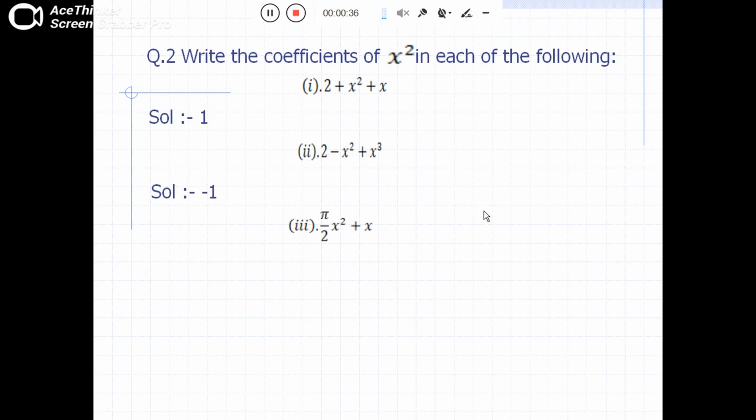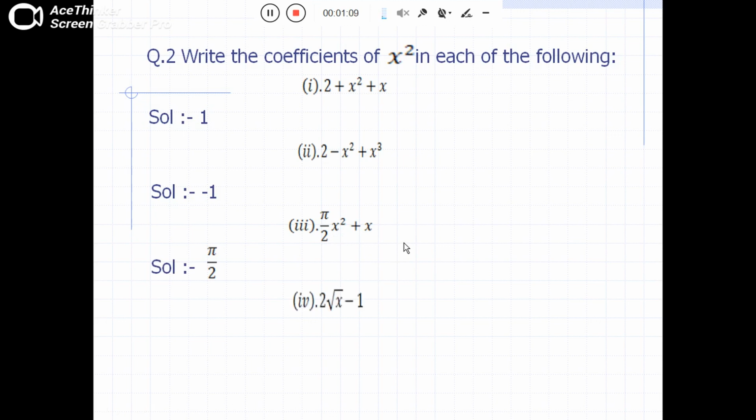See the third one. In third one, your polynomial is pi upon 2 x square plus x, and you are going to find the coefficient of x square. This is a binomial. In this there are two terms, so you have to search for the x square term. This x square term is pi by 2 x square. Therefore the number which is multiplied with x square is pi by 2. So the coefficient of x square is pi upon 2.